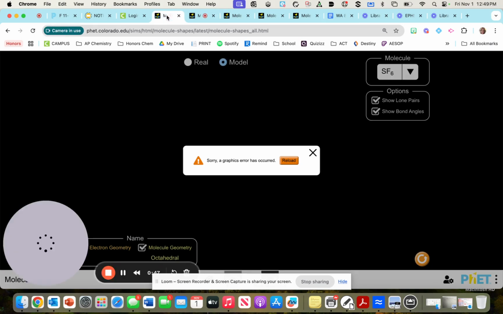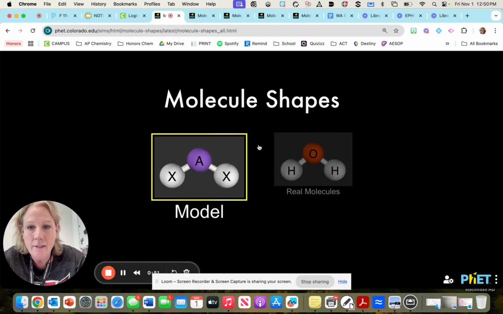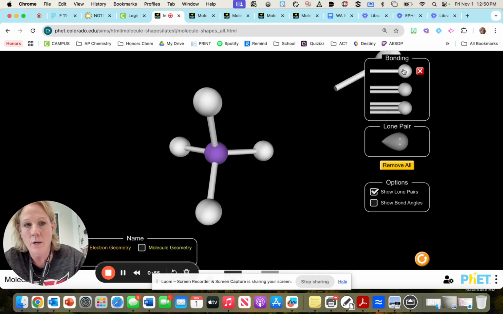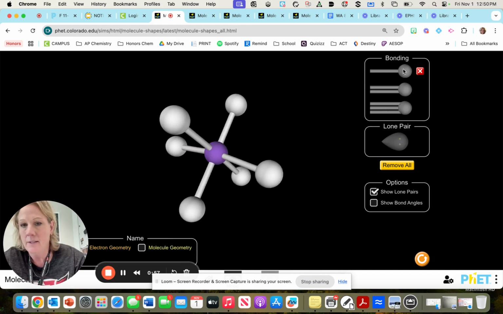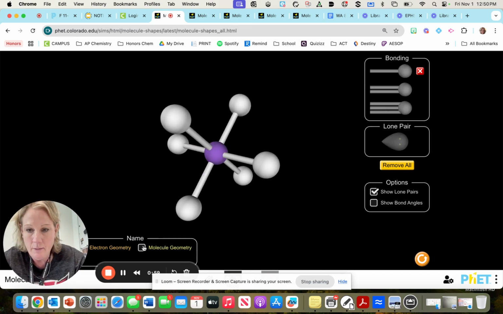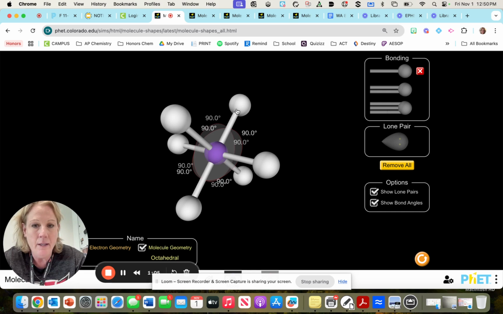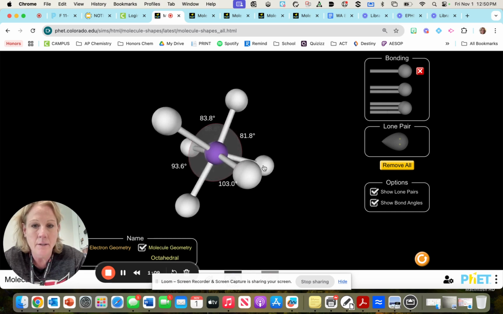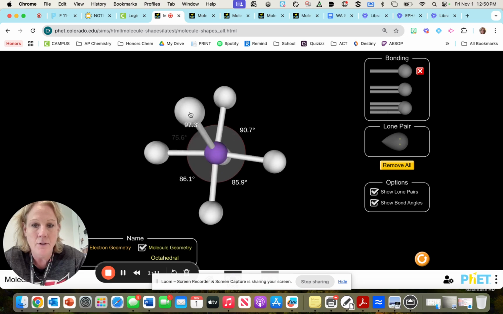Uh-oh, it's not liking me. So let me make this one. So 1, 2, 3, 4, 5, 6. So if I turn on my geometry, it says it's octahedral, and I'm going to show my bond angles. You can see they are all 90 degrees. So this is an octahedral shape.